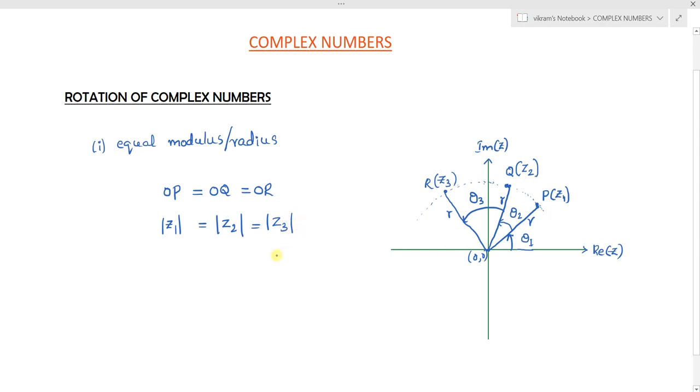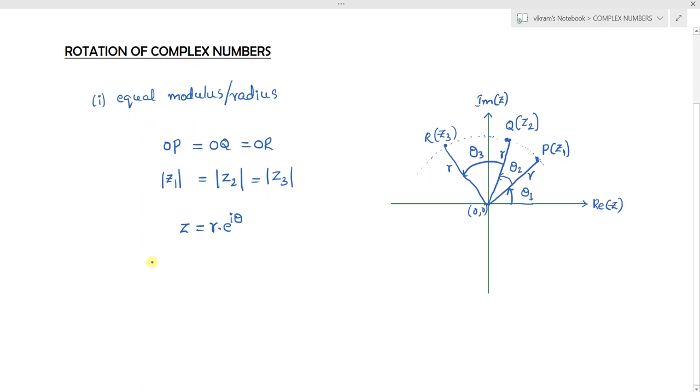In this condition we know a complex number can be written in Euler's form as r into e power i theta. Now the complex number z1 is nothing but the vector OP, with r as the magnitude and the direction given by the angle theta 1. We can write OP equals r times e power i theta 1.